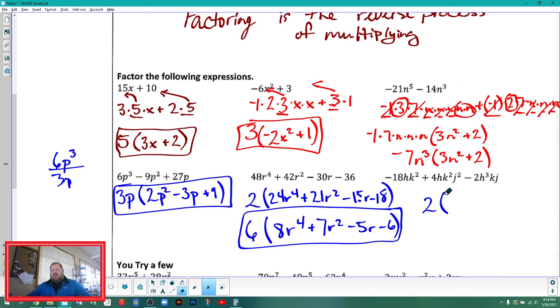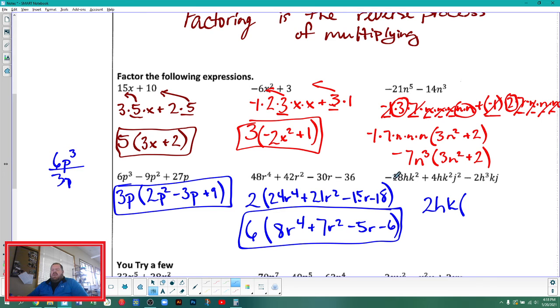Actually, before I do that, let me assess the variables. I have an H, and 3 H's. So I can take out 1 H. I have a K, actually, 2 K's, 2 K's, and 1 K. So I can take out a K. I have J's in these two, but I don't have a J in the first one, so I can't take any J's out. Okay.